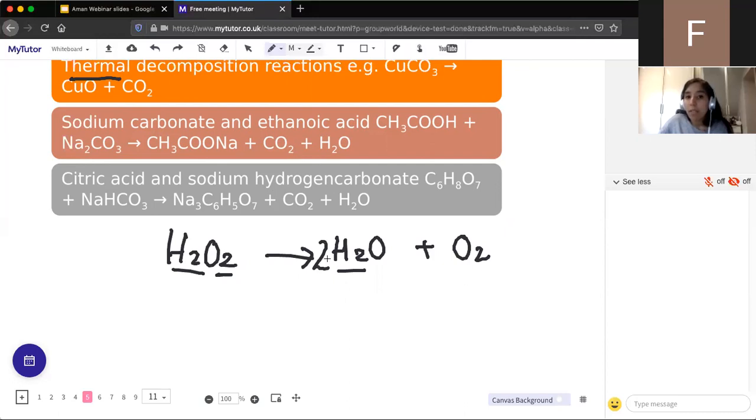And then what happens is we have 4 oxygens and 4 hydrogens. So to balance it then on the reactant side, we need to put a 2 here so that we have 4 hydrogens and 4 oxygens. Well done to the people that sent me in answers. You were exactly correct, well done.